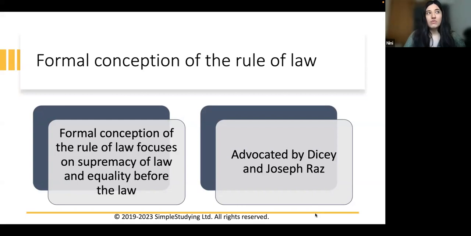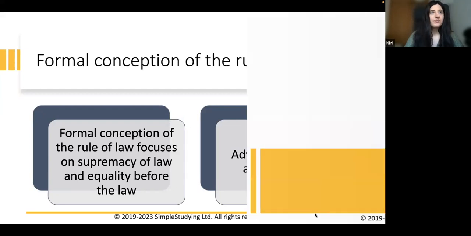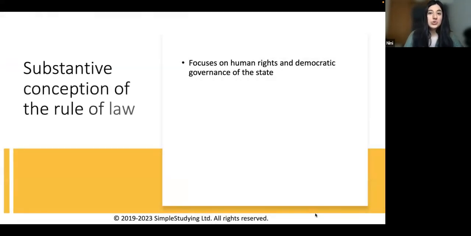The formal conception of the rule of law focuses on the supremacy of law and equality before the law. For the purposes of the introduction, you don't need to discuss the details. You just have to put the definitions in briefly. The details shall be elaborated in the body paragraphs. The introduction is just defining the relevant concepts that the essay is mentioning, in this case the rule of law, substantive conception, formal conception, and Lord Bingham's views. Those are the concepts that the essay has asked about. Therefore, you just need to define them in the introduction and set the scene.